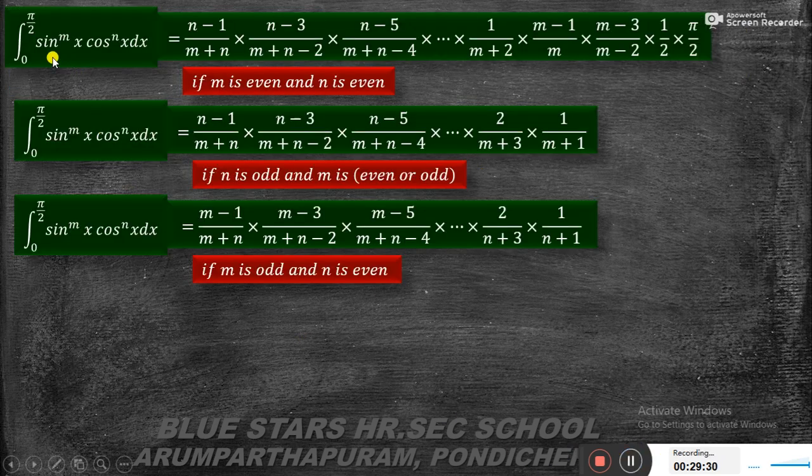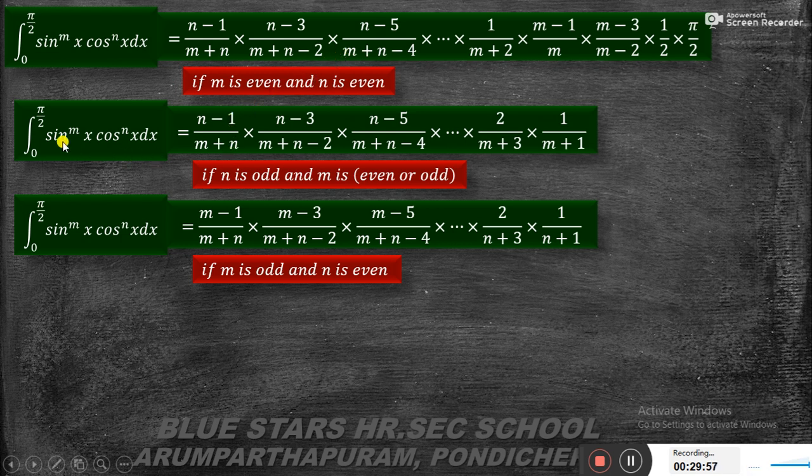So you see the formula, this is the formula: integral 0 to pi by 2 of sin^m x cos^n x dx equals (n-1)/(m+n) into (n-3)/(m+n-2) into (n-5)/(m+n-4) up to etc., 1 by (m+2), (m-1)/m into (m-3)/(m-2) into 1 by 2 into pi by 2, if m is even and n is even. Here m and n are even, which means we apply this formula.